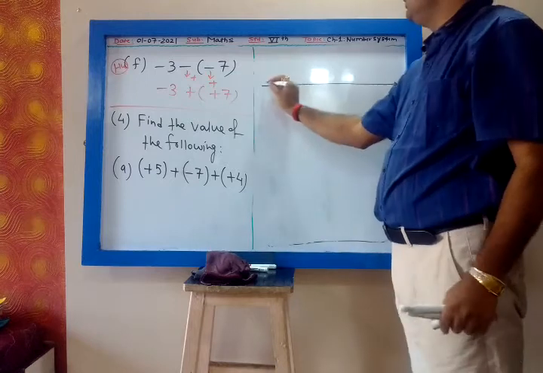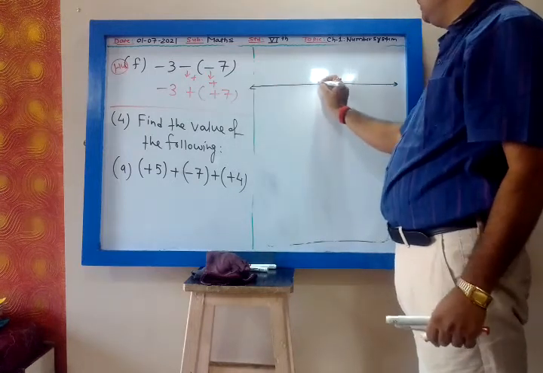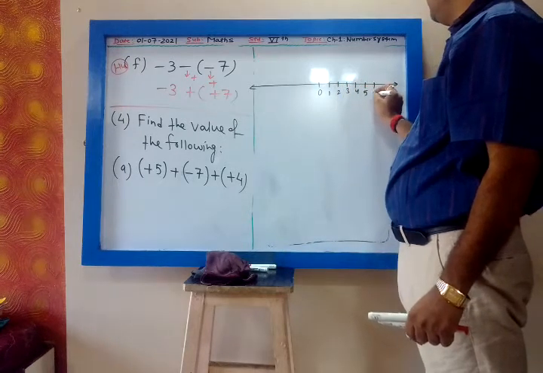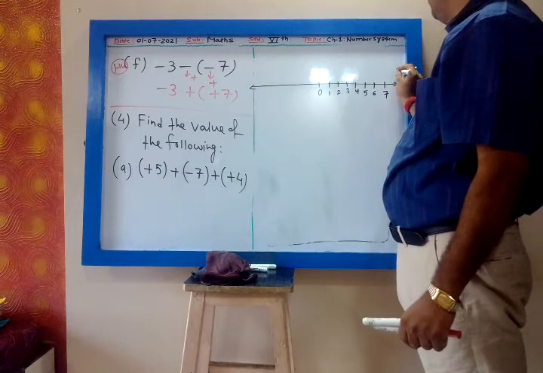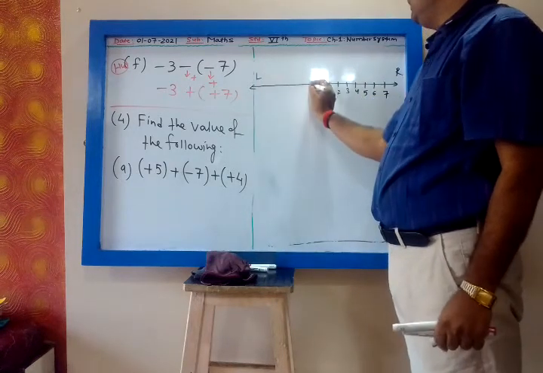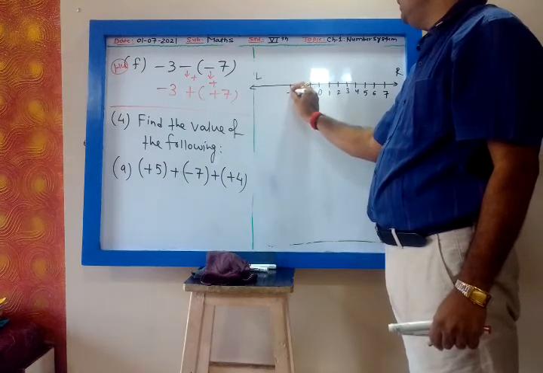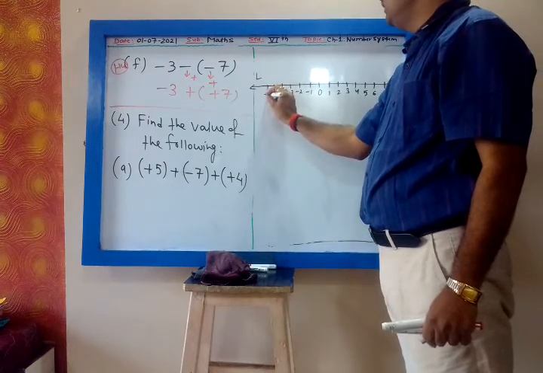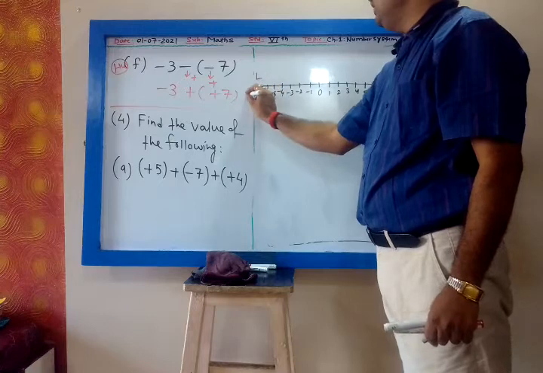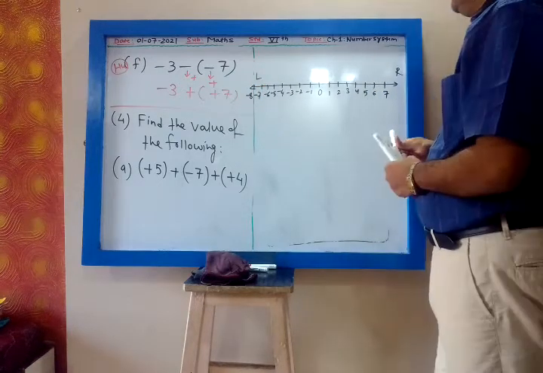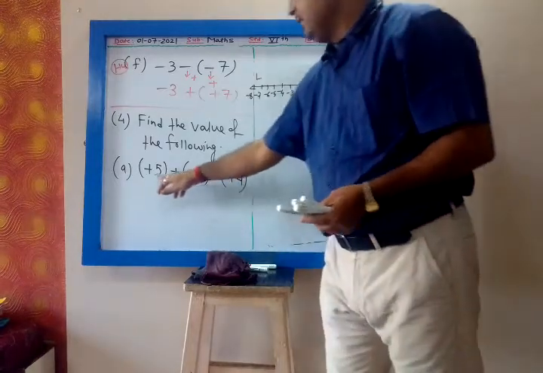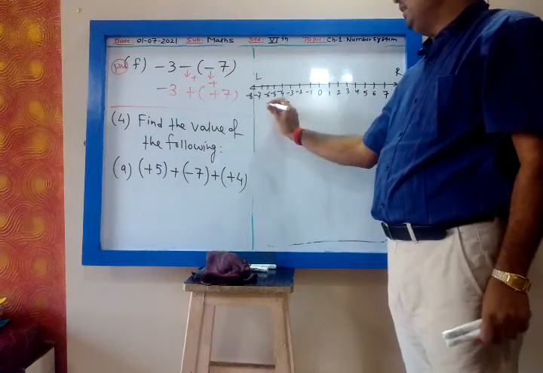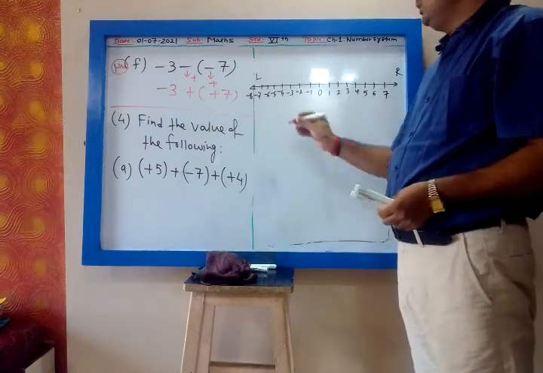Okay, this is my number line. This is 0, 1, 2, 3, 4, 5, 6, 7. This side number right, this is left. This is -1, -2, -3, -4, -5, -6, -7, -8. You write up to -8, no problem. Now first I will represent the number +5.